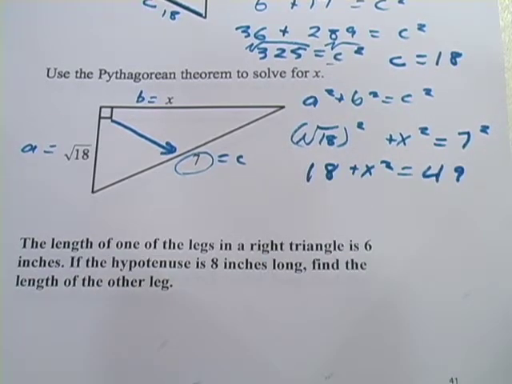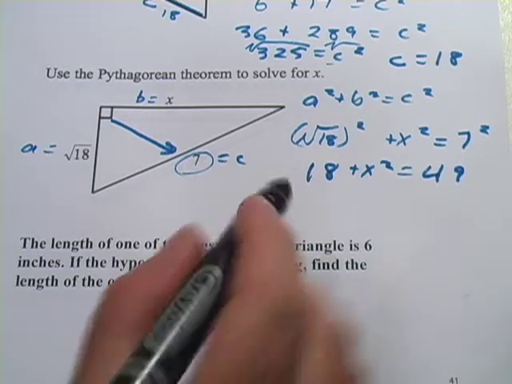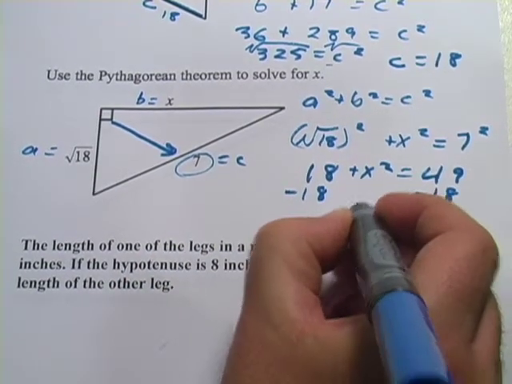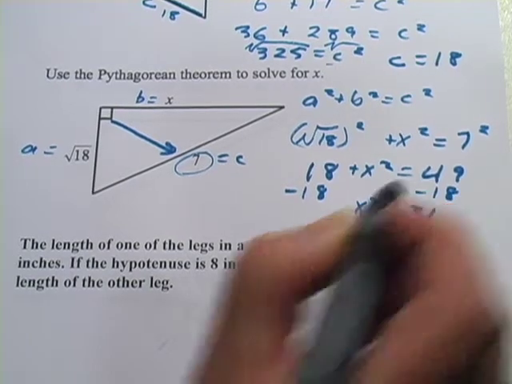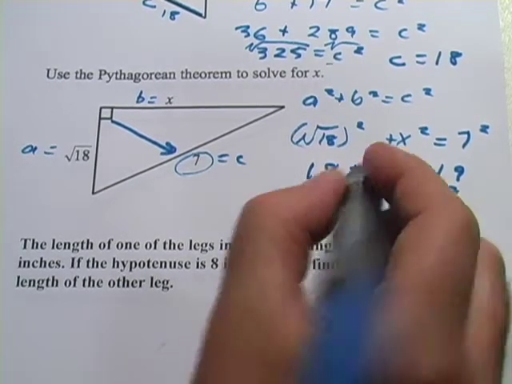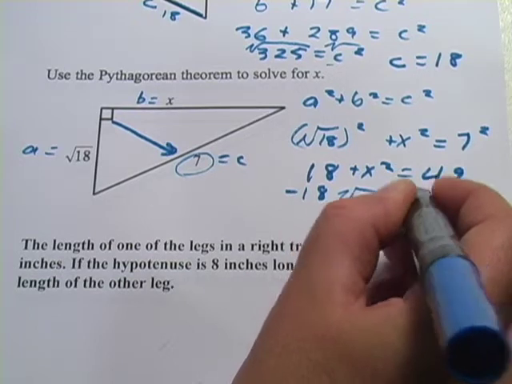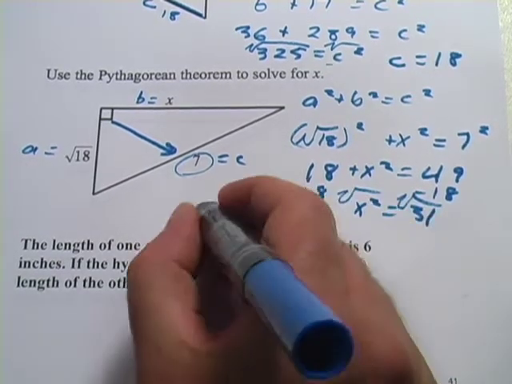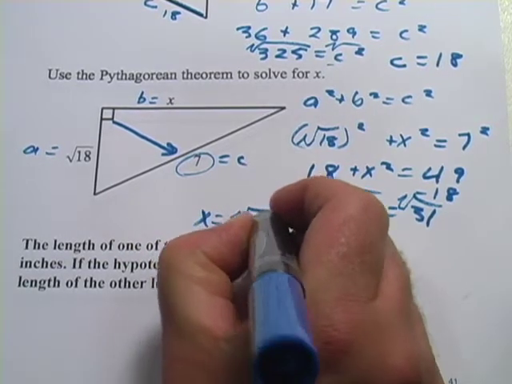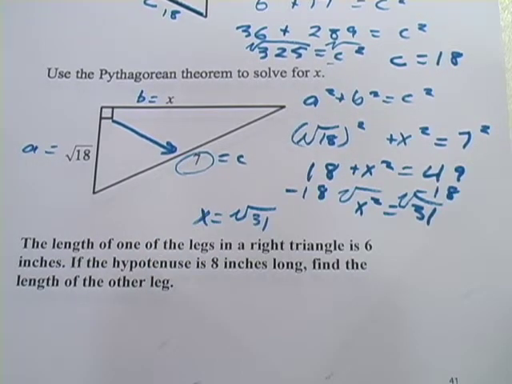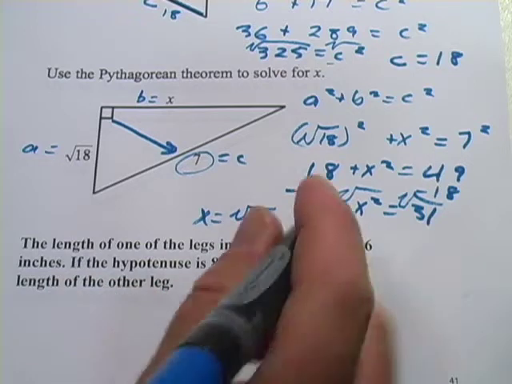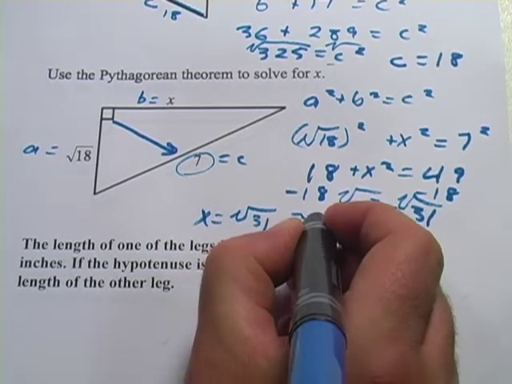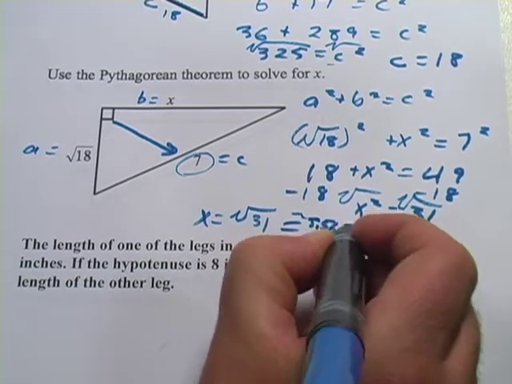Now we want to get x alone. We're trying to solve for x. So I'm going to subtract 18 first. And we get x squared equals 31. And take the square root of both sides. And we're going to get x equals the square root of 31. And maybe that's an appropriate form to leave the answer in, or if you want to figure out a decimal, it's approximately 5.567.